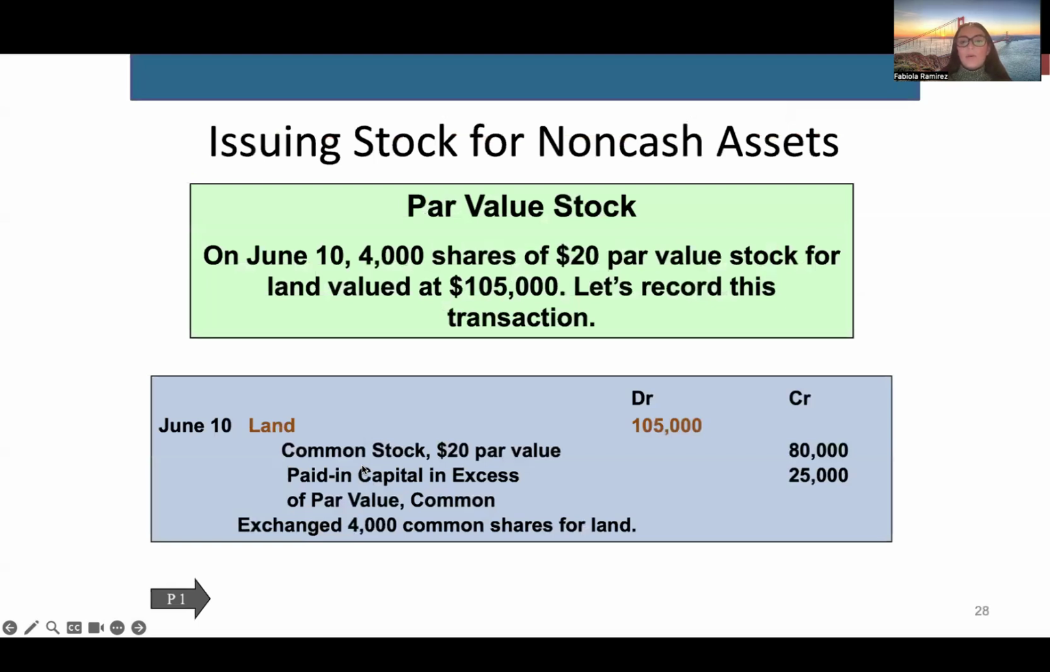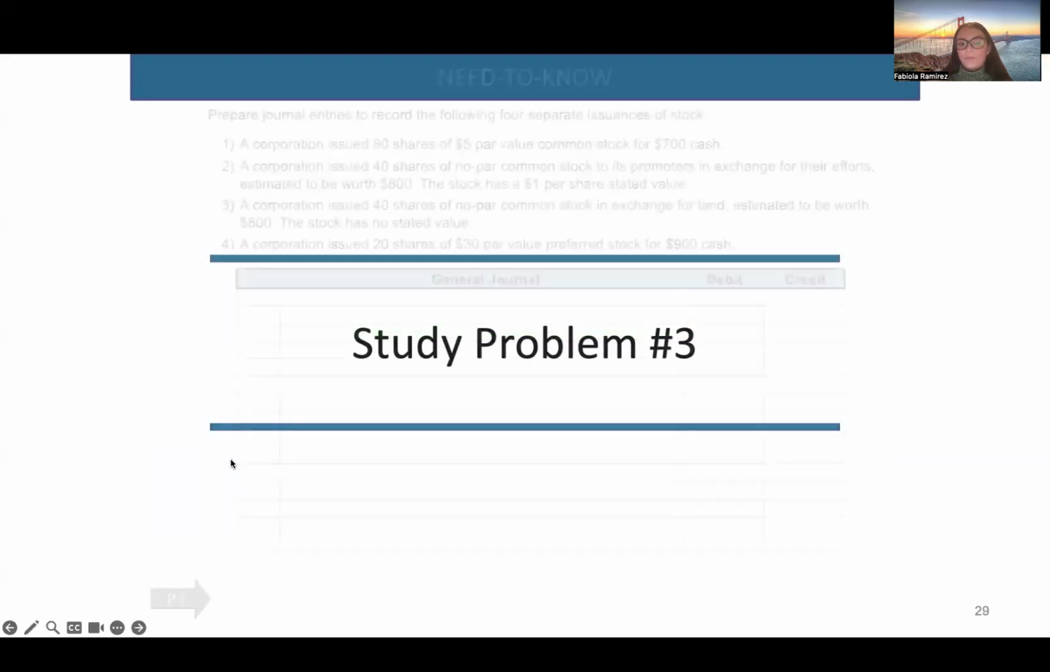Going over just one more example, on June 10th, 4,000 shares of $20 par value stock were issued for land valued at $105,000. You will debit land for the $105,000. You will credit common stock for the amount of shares multiplied by the par value, which would be 4,000 shares times $20 par value, and you will credit the remainder to the APIC account.